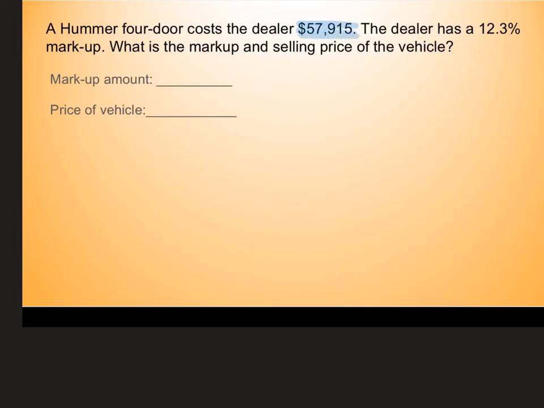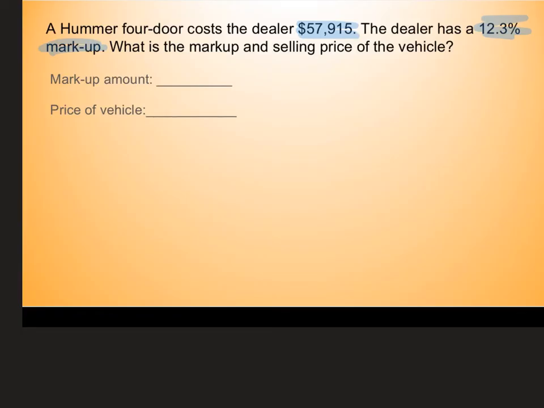All right, next one says a Hummer 4-door costs the dealer $57,915. The dealer has a 12.3% markup. What is the markup price and what is the selling price of the vehicle after it's marked up? So still the same 2-step process. We have to figure out the markup amount first before we can figure out the price of the vehicle.